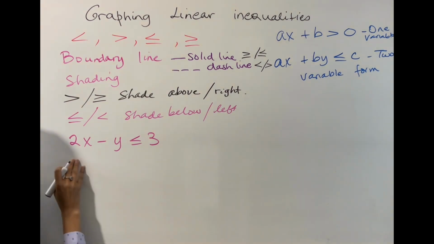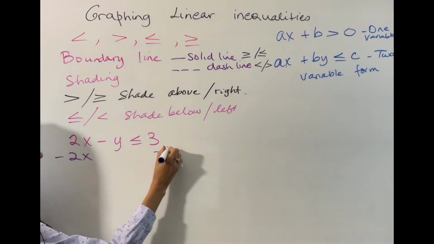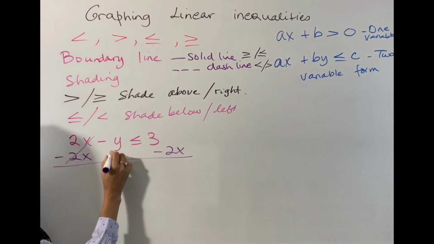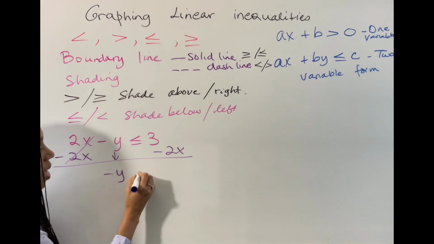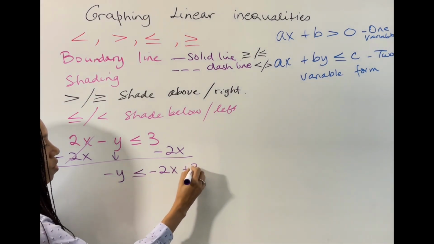Y is not by itself now, and in order to write y by itself, you have to get rid of the 2x here and bring it onto the other side. So I'm going to do the inverse, which is minus 2x, and whatever I do on one side, I must do on the other side. So now you will end up with negative y less than or equal to negative 2x plus 3.